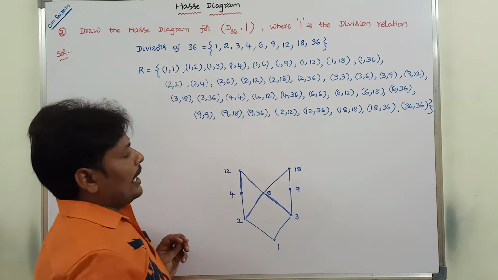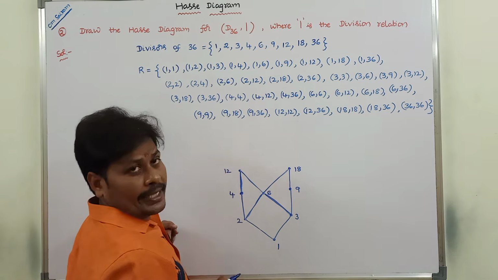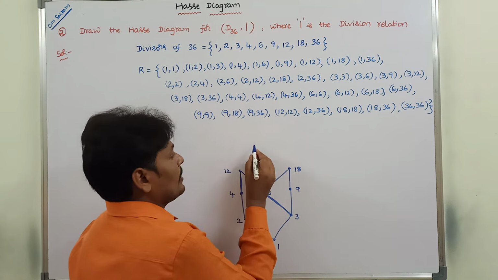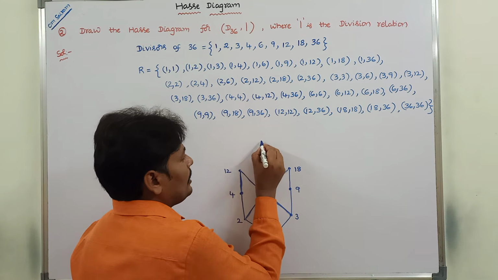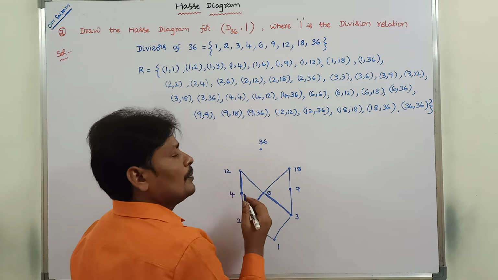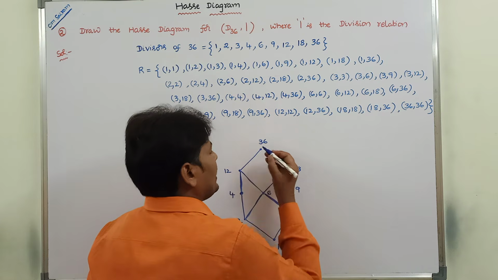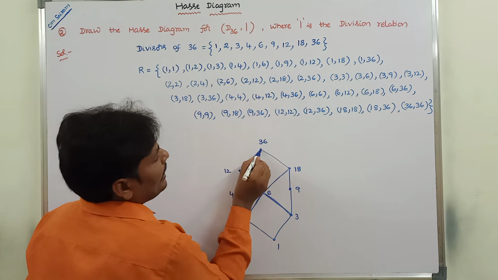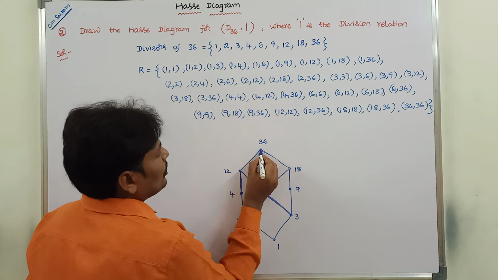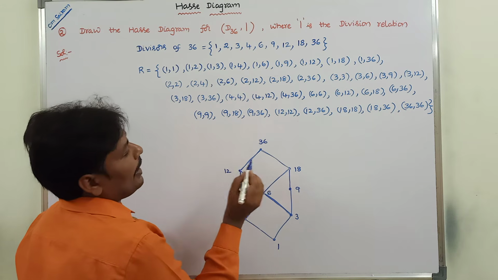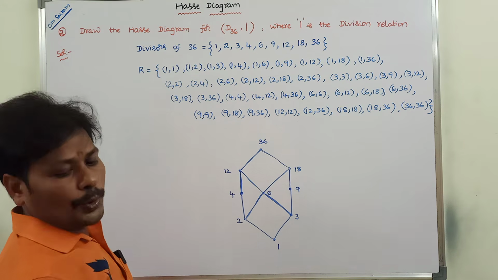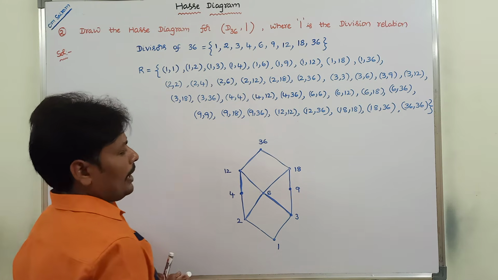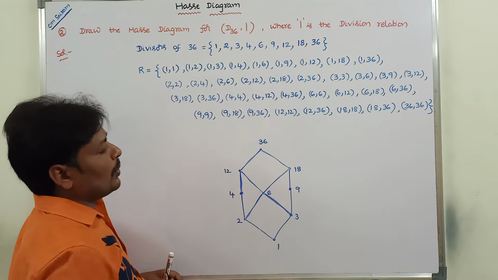Next element is 36. 12 divides 36, 18 also divides 36. So we have to draw the edge between 12 and 36, and between 18 and 36. So all elements are completed.